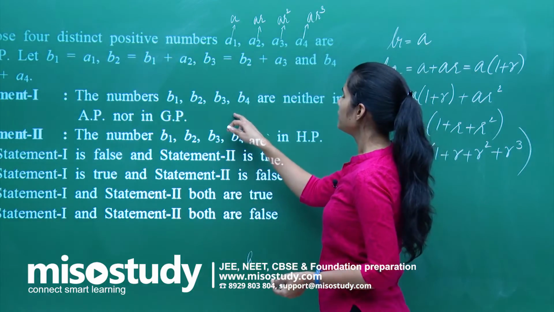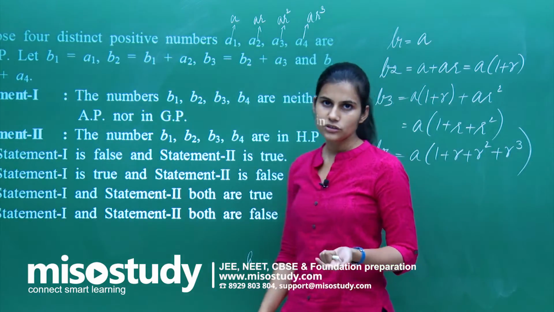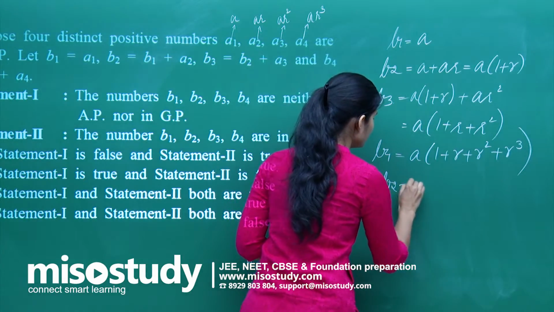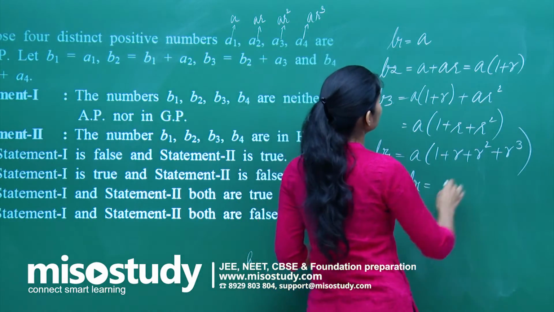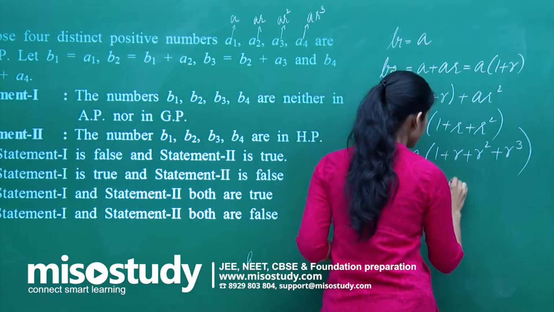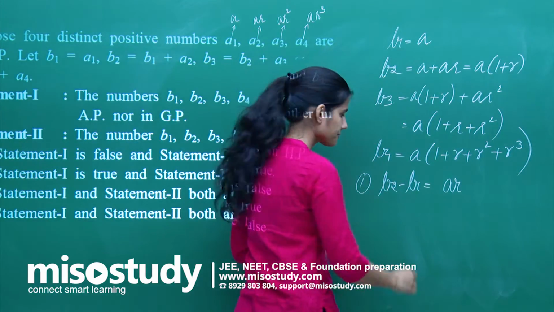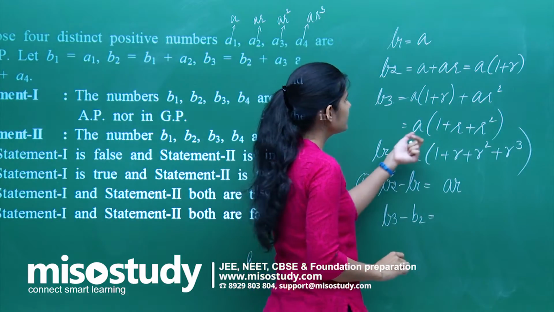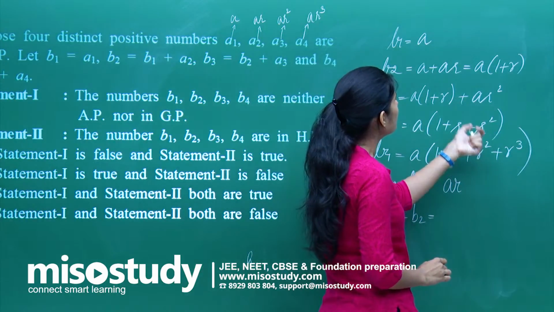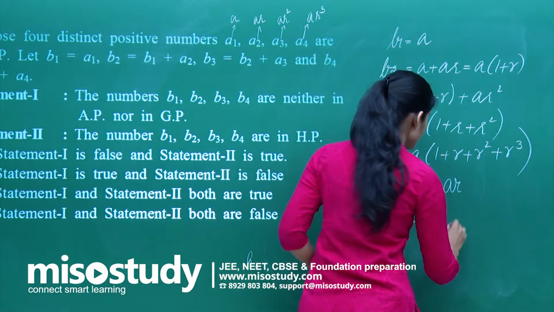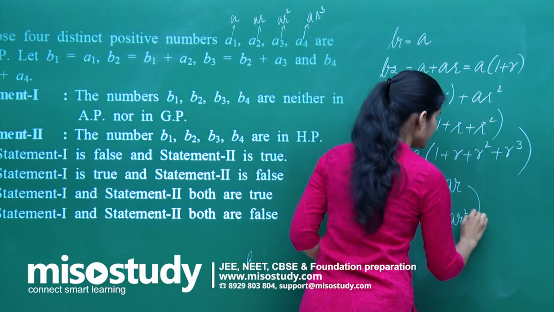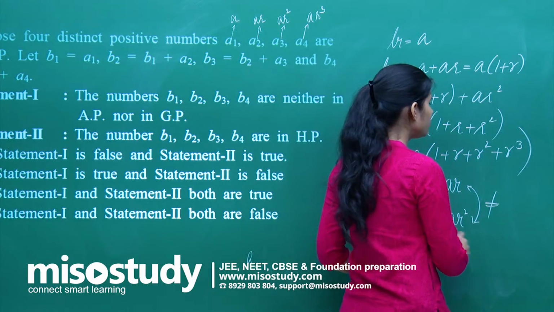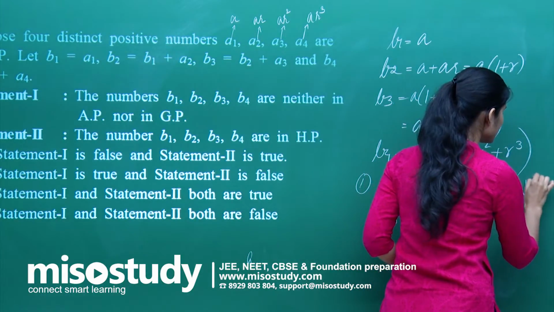Statement 1 says that B1, B2, B3, B4 are neither in AP nor in GP. Let's check. If I talk about AP, what is B2 minus B1? B2 minus B1 is a plus ar minus a, which is ar. What is B3 minus B2? B3 is a plus ar plus ar square minus a minus ar, so you have ar square. And these two are not equal. So yes, B1, B2, B3, B4 are not in AP.